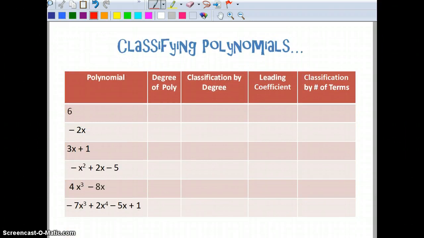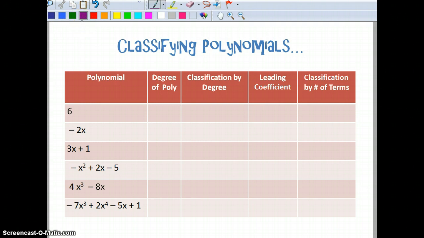One of the things that's kind of neat about this is we're going to be able to classify these polynomials. As we get more comfortable with this, we're going to be able to know a lot about the expression or the equation that we're talking about. When I talk about the degree of the polynomial, that's going to be the highest exponent. So the first one, it's 6.